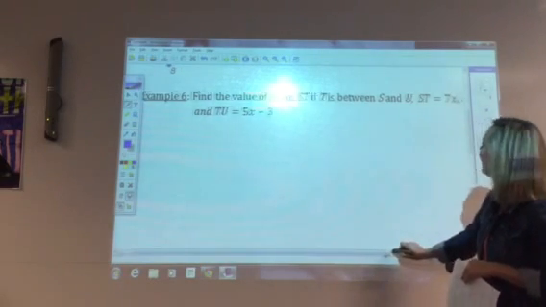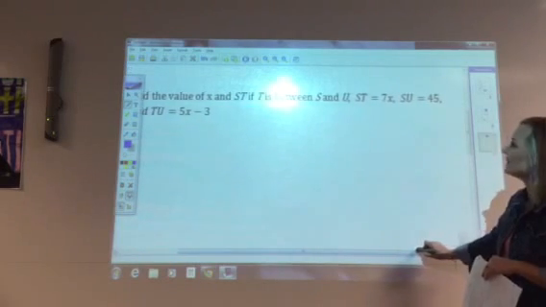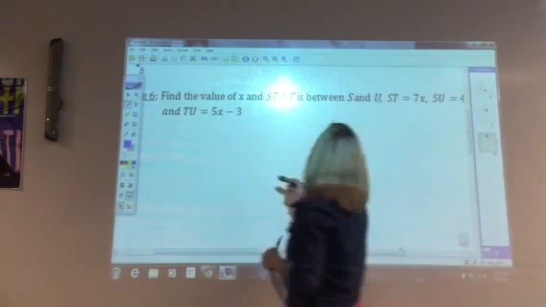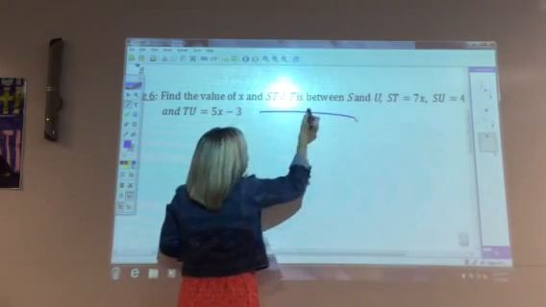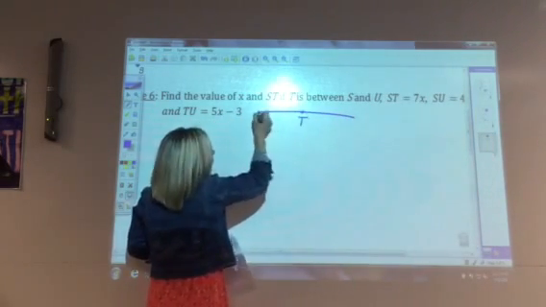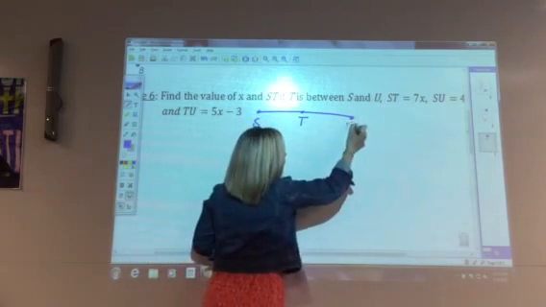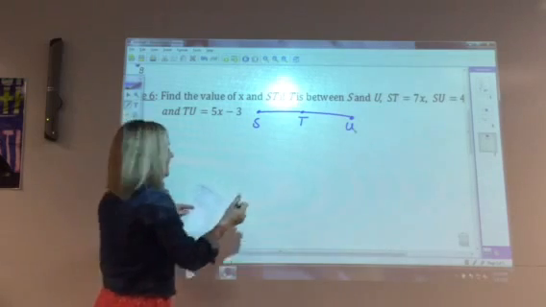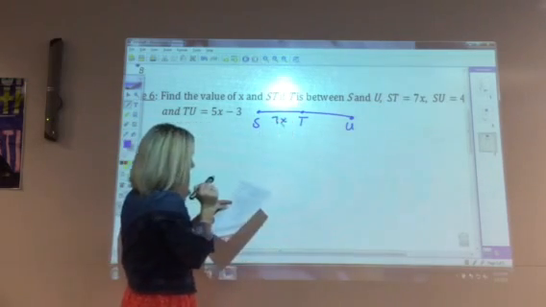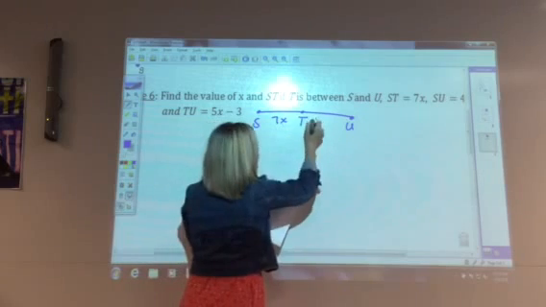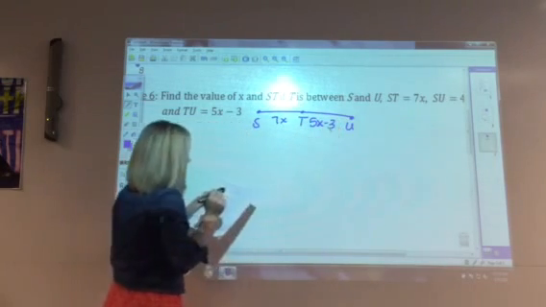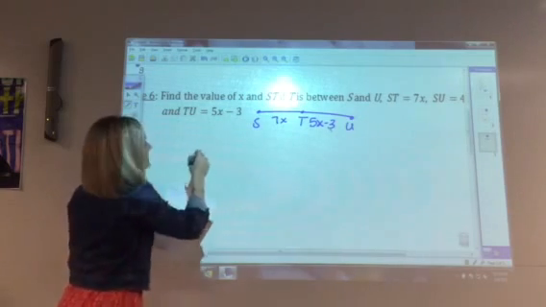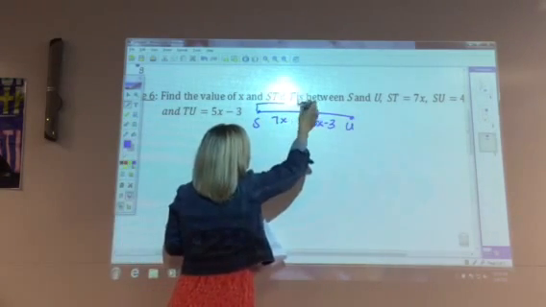Okay, so ST is 7X, SU is 45, and TU is 5X minus 3. So if I were to go ahead and draw this, okay, T is between S and U. And I want you to get in the habit of drawing things out, especially when it describes it, okay? ST is 7X. All right. TU is 5X minus 3. And then, of course, it says the whole thing, SU, over there it says it's 45. So this whole thing is 45.